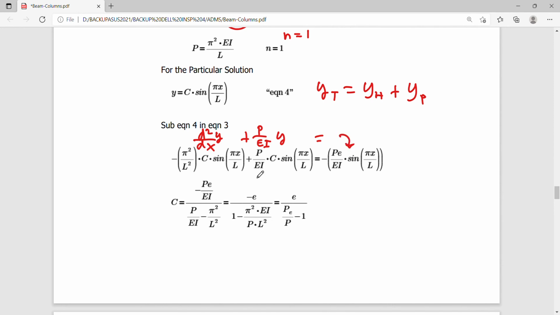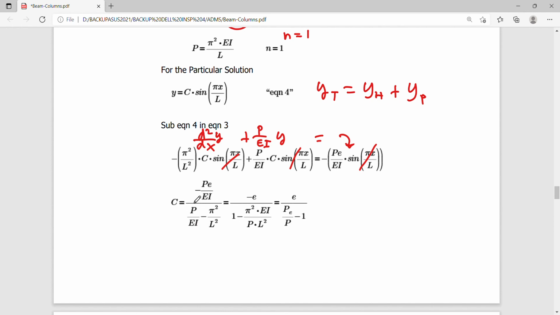Okay, so notice that all the terms have a sine pi x over L. So we can cancel all the sine pi x over L there. So what remains is C, which can be factored out, no? Here, C can be factored out in P over EI minus pi squared over L squared. Okay, so that's the denominator, put it here, and this is the numerator above.